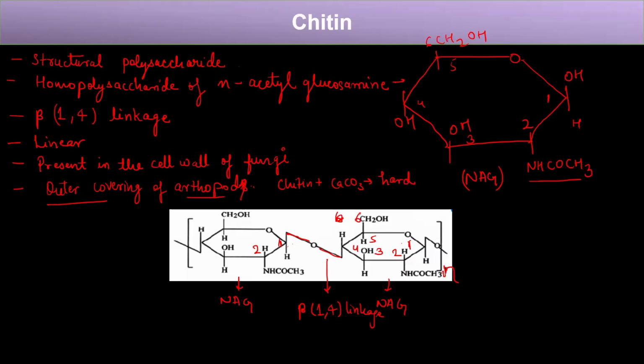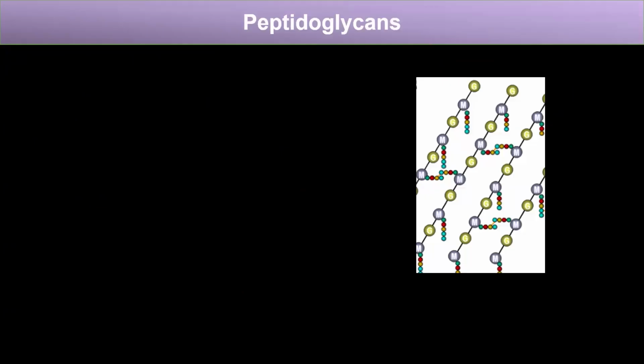Now, the next polysaccharide that we are going to study is peptidoglycans. Now, what are peptidoglycans? So peptidoglycans, these are heteropolysaccharides. Okay, so these are heteropolysaccharides. The first point is, till now we have studied homopolysaccharides because they consist of only one type of monomeric unit. But peptidoglycans are what? These are heteropolysaccharides, that is, they consist of more than one type of monomeric unit. Now, what is the monomeric unit of peptidoglycans?